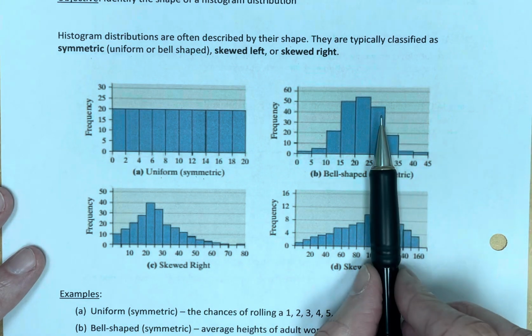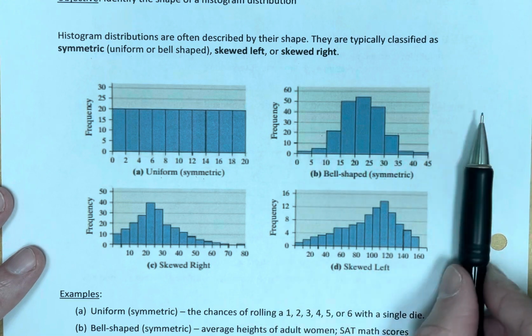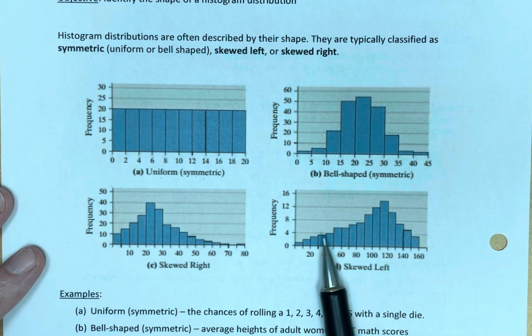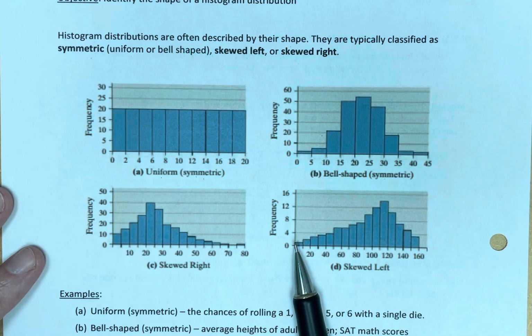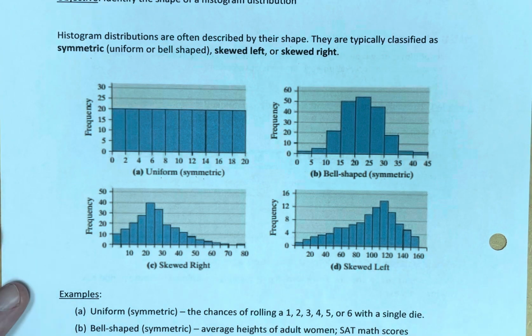Notice these are not symmetrical. You can't put a line at the high point and then have it be symmetrical. So you're going to be skewed to the left if your tail goes to the left, and you're skewed to the right if your tail goes to the right.